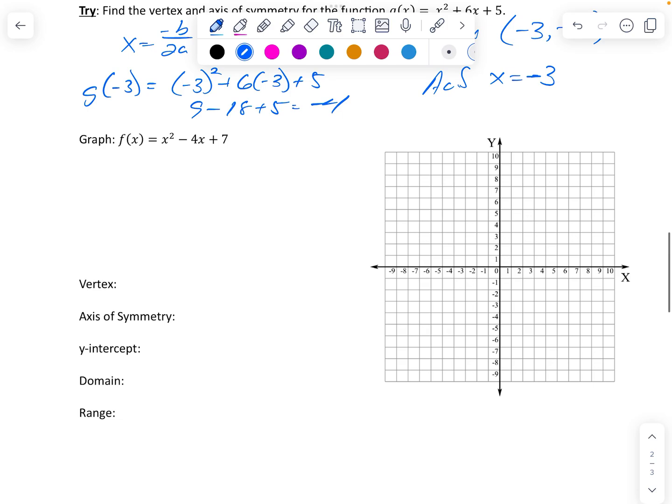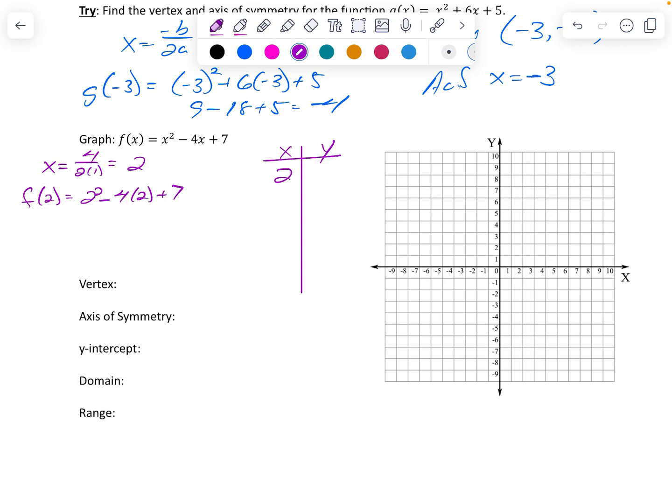Well, now we're going to put it all together. I'm going to make my chart. We're going to start by finding our vertex. So x equals the opposite of b over 2 times 1, which is 2. Let's find the value of the function at 2. So 2 squared minus 4 times 2 plus 7 is going to be 4 minus 8 plus 7, which is 3. So 2, 3 is my vertex.